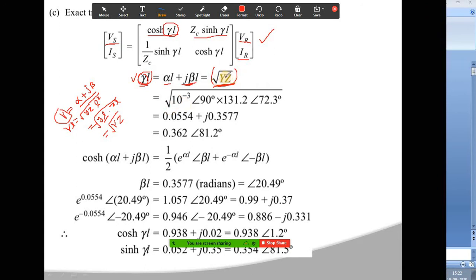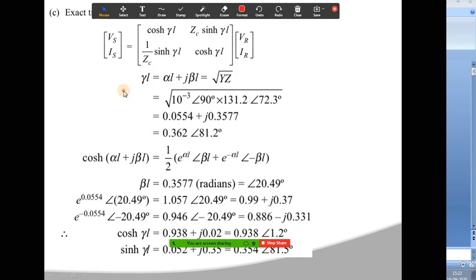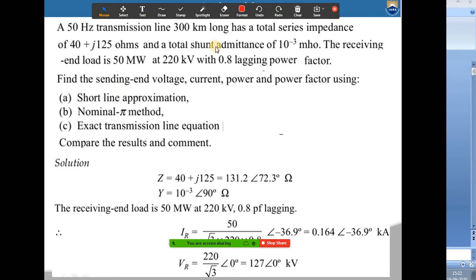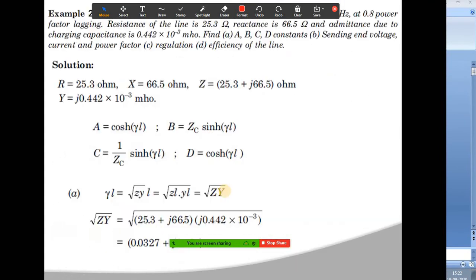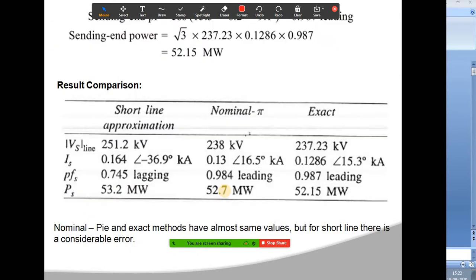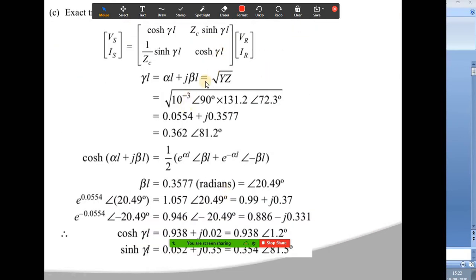Now you know the values of capital Y and capital Z, which are given in the problem itself. The total series impedance Z is given as 40 plus j125 ohms, and the total admittance is 10 power minus 3 siemens. So Z can be written as 131.2 at an angle of 72.3 degrees, and Y as 10 power minus 3 at an angle of 90 degrees. These two values are given in the problem, so you substitute them here.